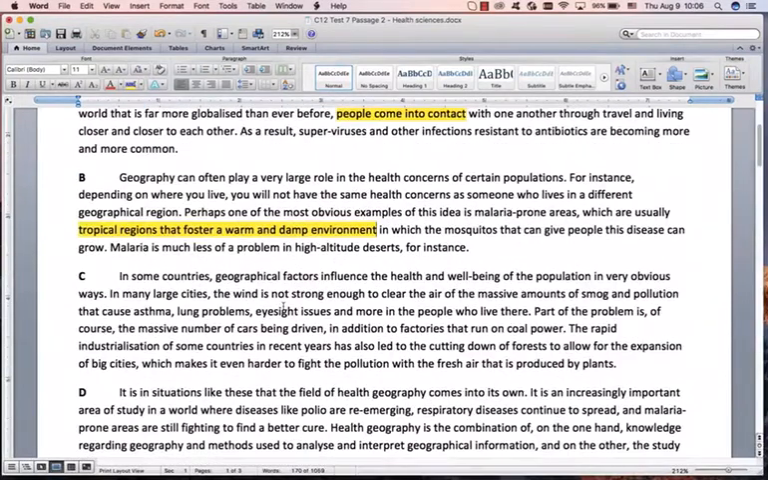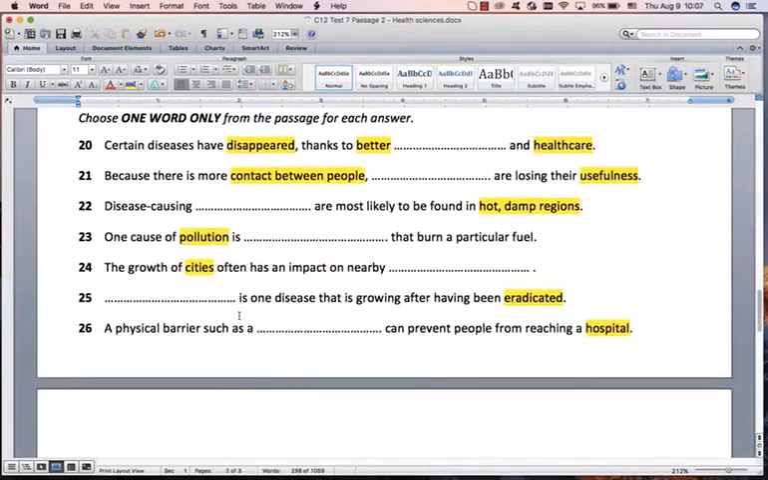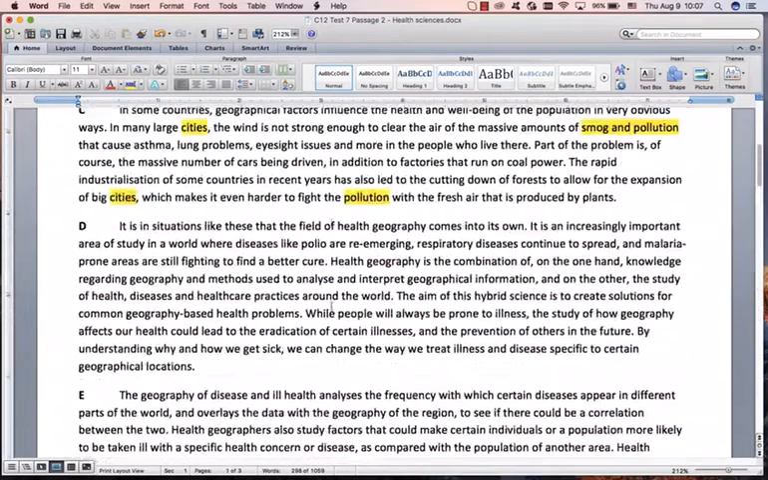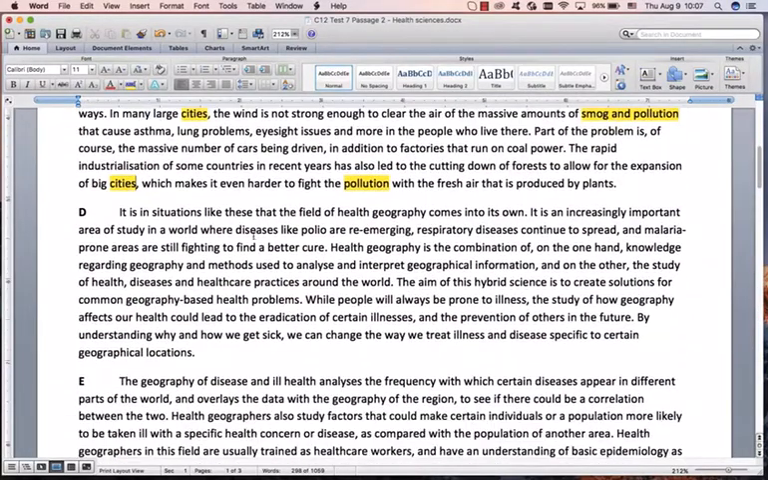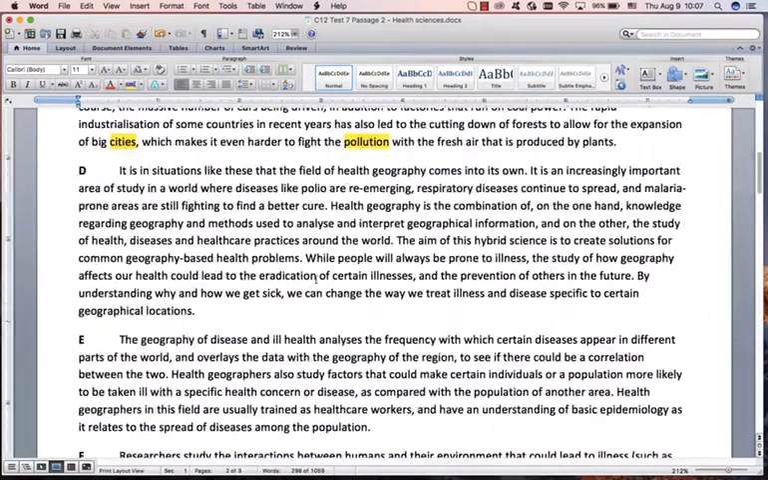Try and scan for 2 things at the same time. Smog and pollution. There's cities there. That's enough. It's in that paragraph. There's pollution again. There's cities again. That's fine. One disease. Growing after have been, so this disease word is going to be everywhere. Eradicated. It'll be somewhere here probably, but might not be. IELTS can easily just jump to the last paragraph or something. They do it often, so be careful.